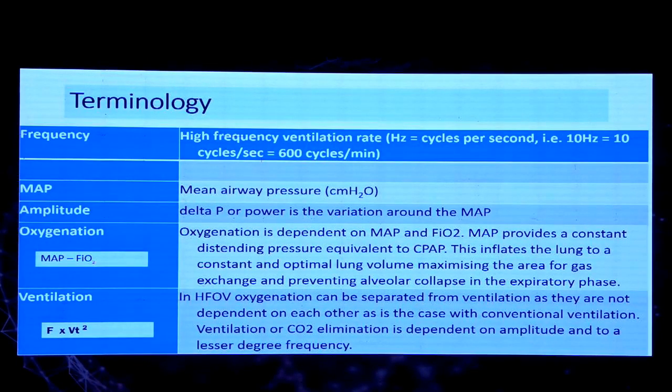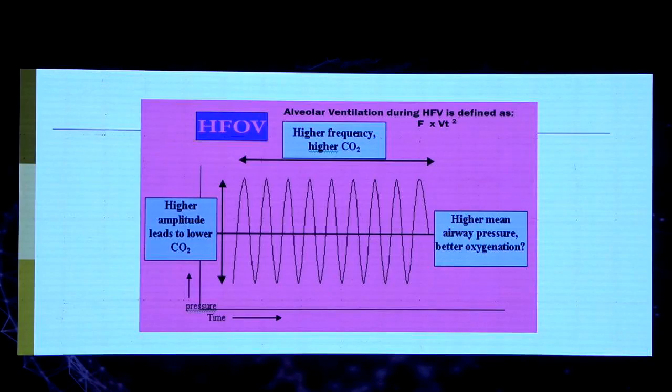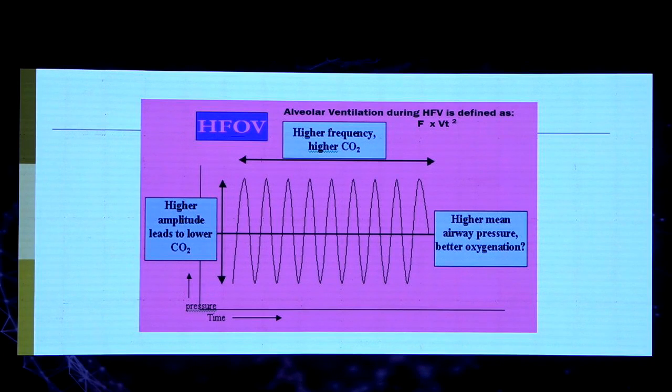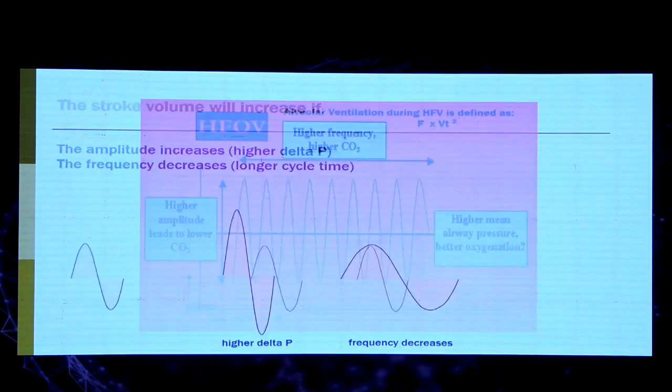Mean airway pressure, amplitude or power. Oxygenation is a function of FiO2 and MAP. Ventilation is a function of frequency and tidal volume. So higher mean airway pressure means higher oxygenation. Higher amplitude or power means lower carbon dioxide. And higher frequency means higher carbon dioxide.